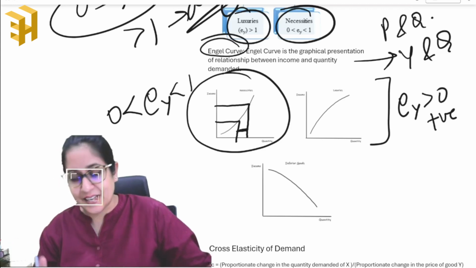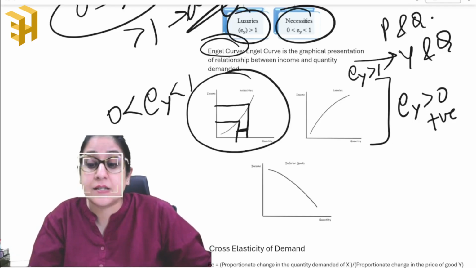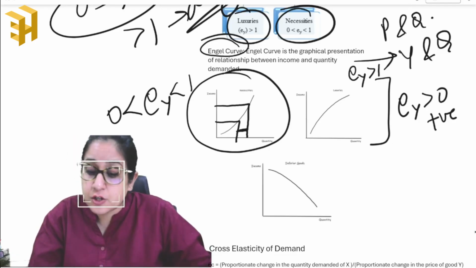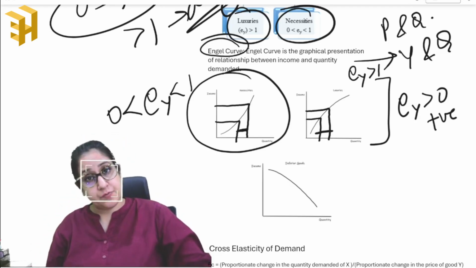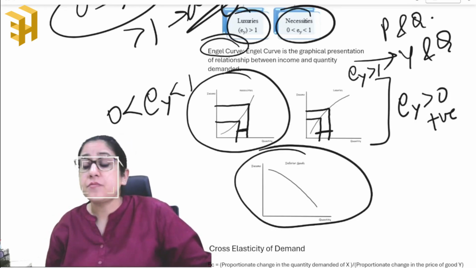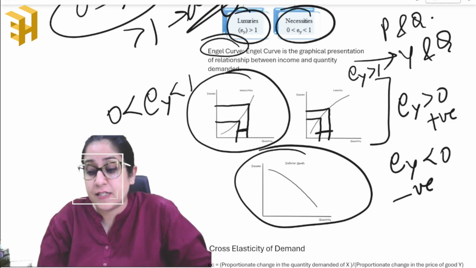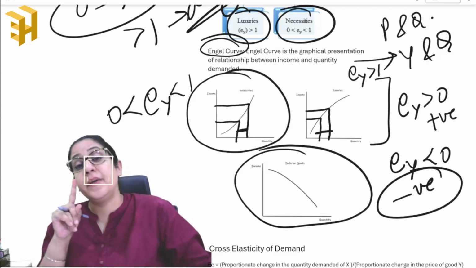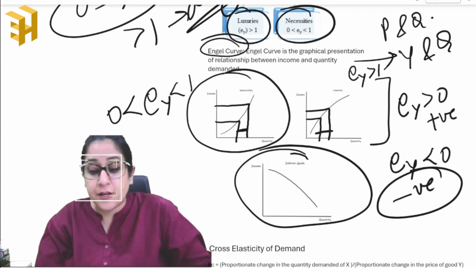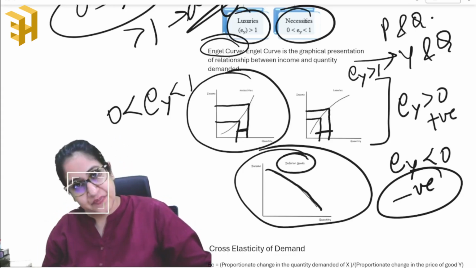So that's the thing. In the case of luxuries, where income elasticity is greater than 1, even a small change in income would bring about a larger change in your quantity demanded. And lastly, in the case of inferior goods, we know that income elasticity is less than 0, that is, it is negative, and the curve will be downward sloping. Hence, for inferior goods, the Engel curve is a downward sloping curve.